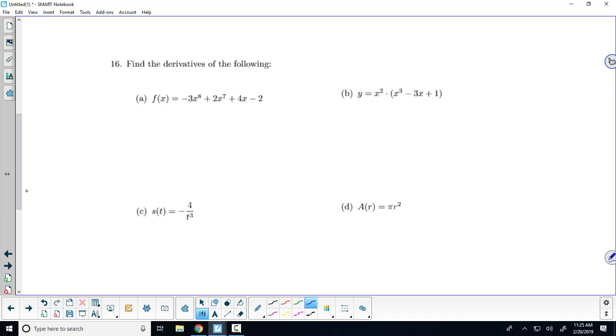So I'd like to look at number 16 here, and we'll do a couple of these real quick. So part A says to find the derivative of this function here. Okay. F prime of x would be equal to minus 24x to the 7th plus 14x to the 6th plus 4. If you like, let's maybe write a minus 0 here so you can see what happened to the constant term.